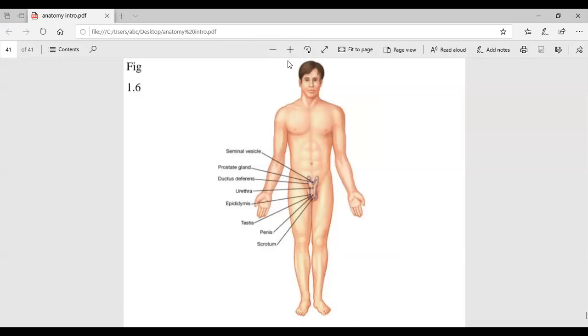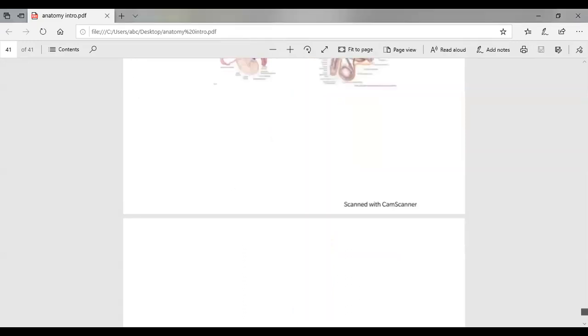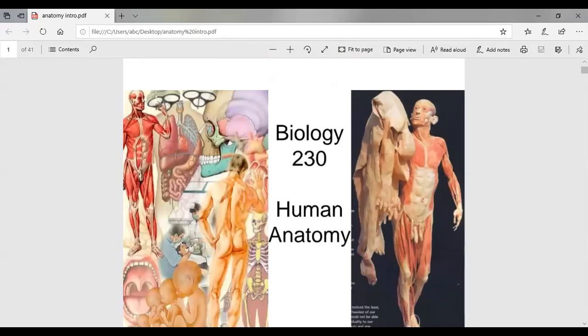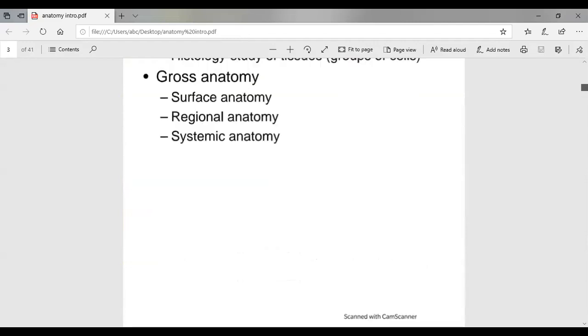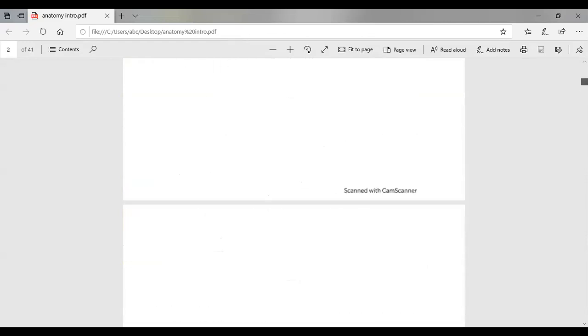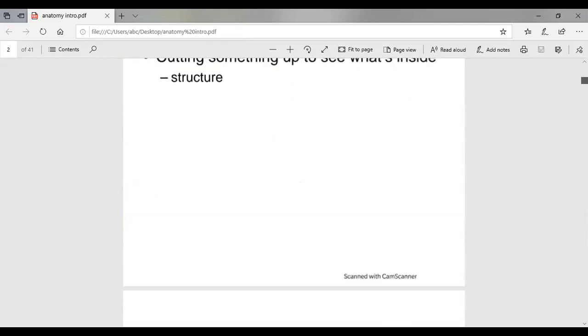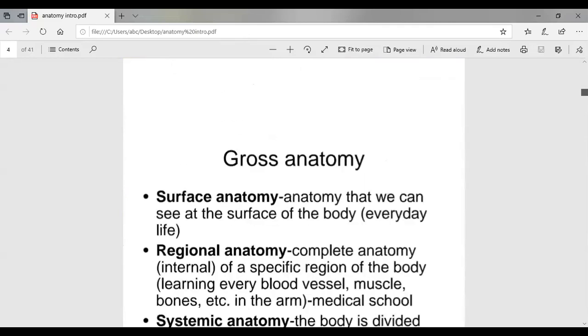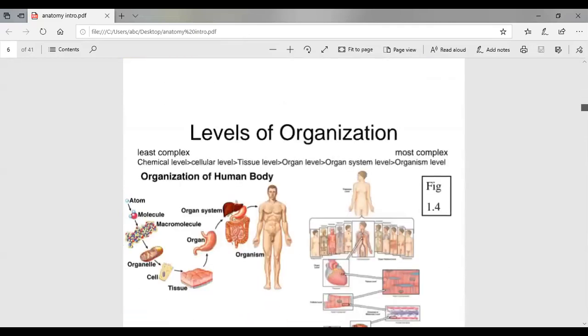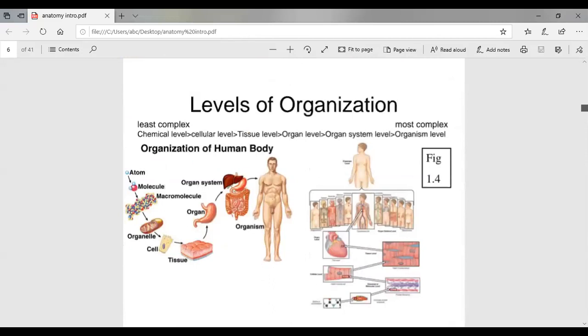Now I would like to go to the very beginning slide to summarize everything. I think it is the third or fourth or fifth slide from the top. Organization system. Let's go below, sir. Levels of organization. Below. Yes, this. So what did we discuss today, students?